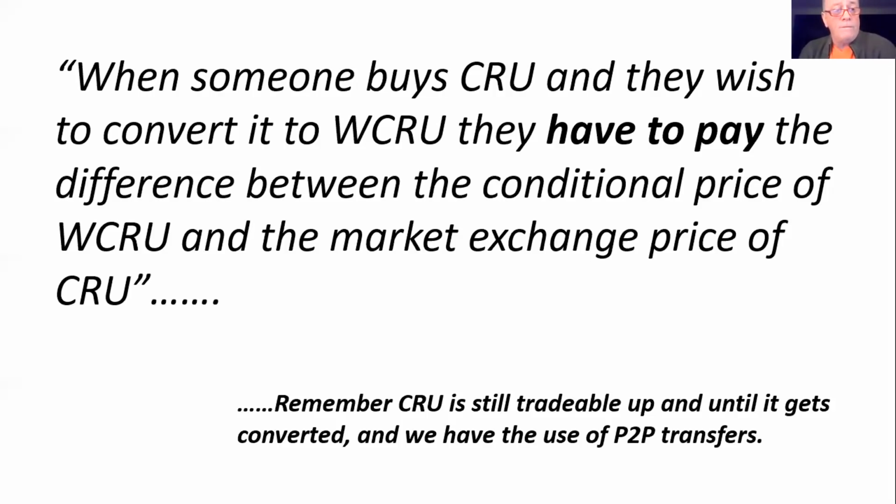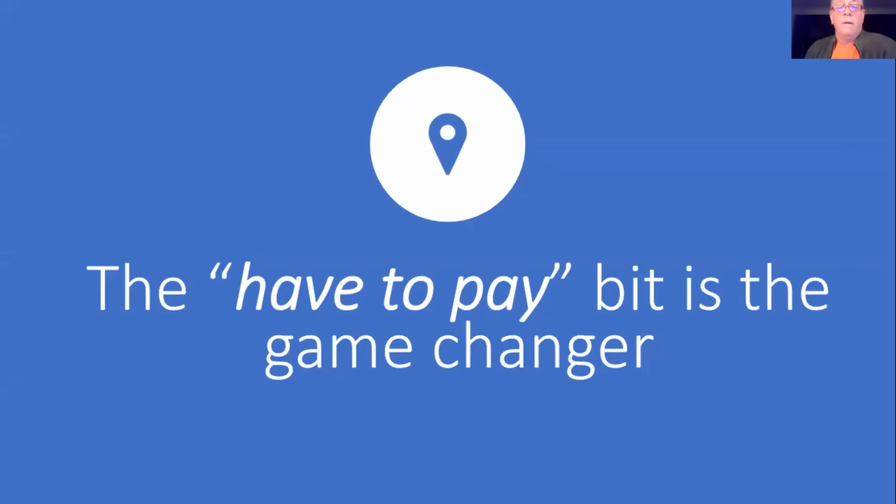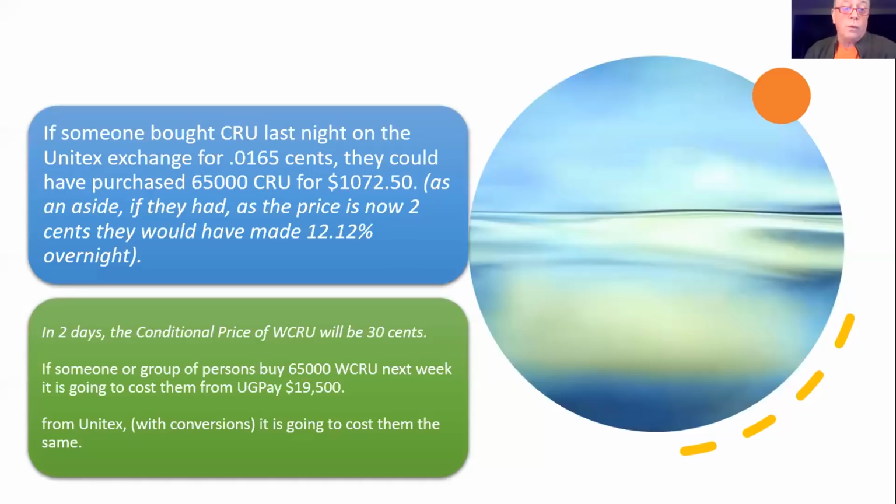When someone buys CRU and they wish to convert it to World CRU, they have to pay the difference between the conditional price of World CRU and the market exchange price of CRU. And when we go through this, please remember that CRU is continually tradable up until it gets converted. We also have the use of peer-to-peer transfers, which gives us a little opportunity to sidestep smart contracts. We're going to talk about that later, but just keep that in mind. The bit that is the game changer is that they have to pay the gap price to get World CRU now.